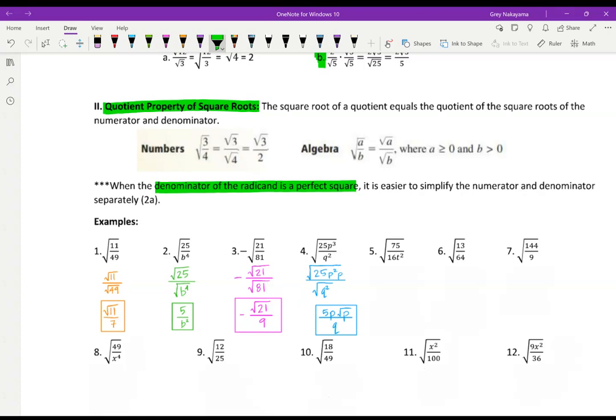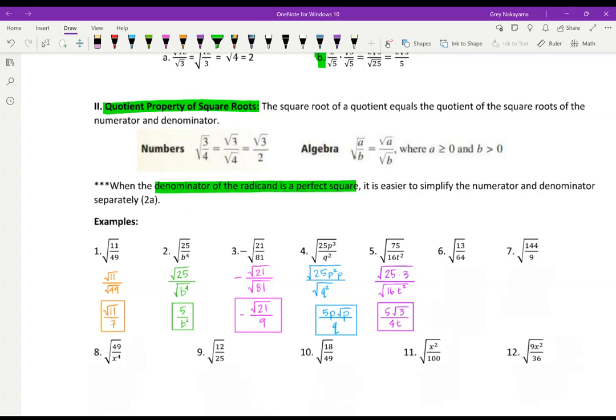Number 5, it's the square root of 75 over 16t squared. So on the top, that's going to be the square root of 25 times 3, and the bottom is going to be the square root of 16t squared. On the top, 25 is my perfect square, so that's going to be 5 square root of 3 on top and 4t on the bottom. I'm just taking each square root separately.